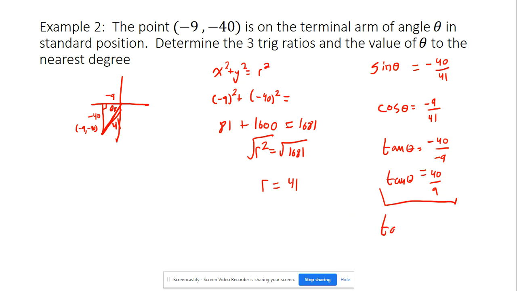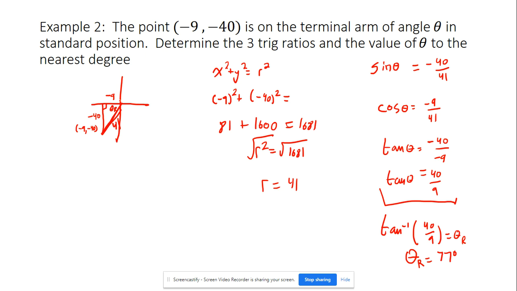So I'm going to go tan inverse of 40 over 9. That's my theta reference angle there. So I can go second tan, 40 divided by 9, which is 77.31961651, but we're going to round to the nearest degree, so it's 77 degrees.